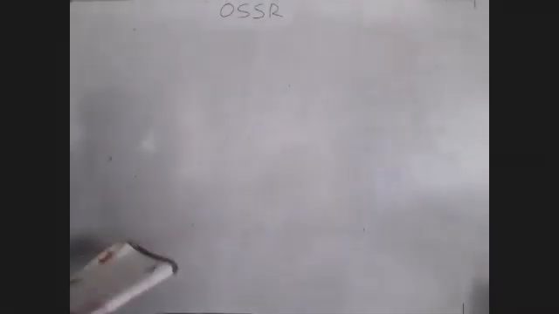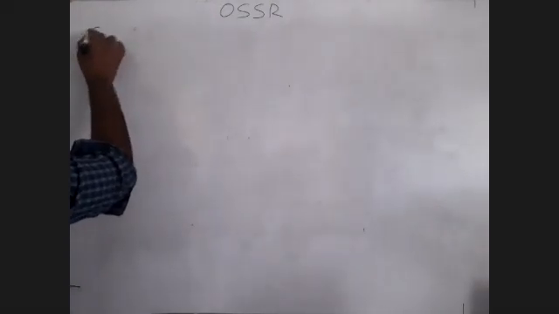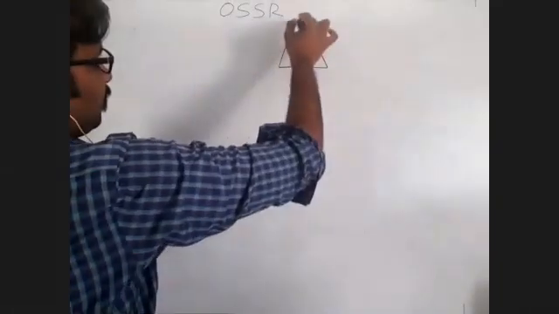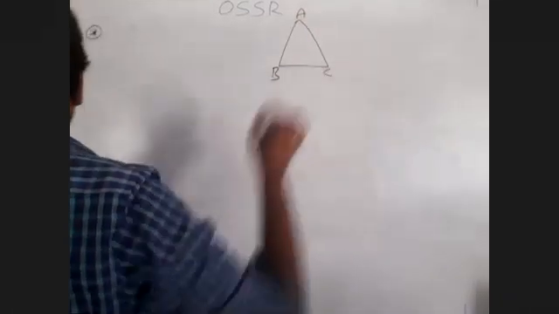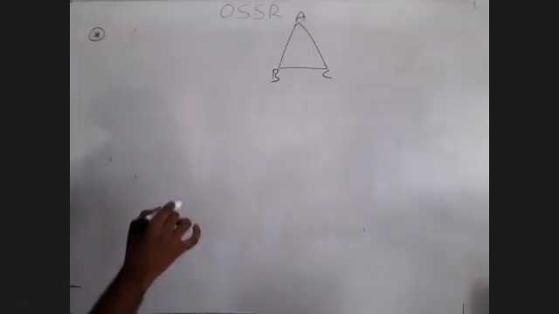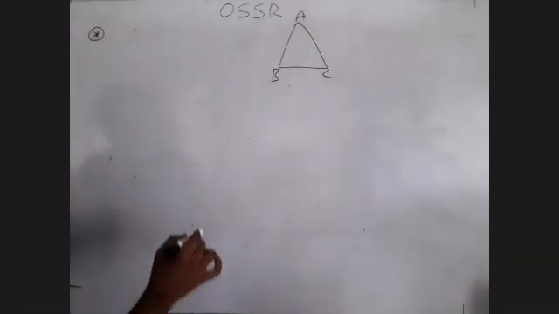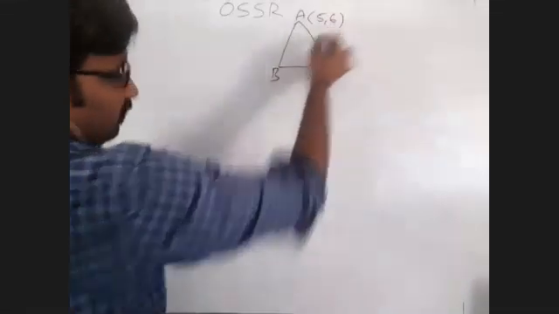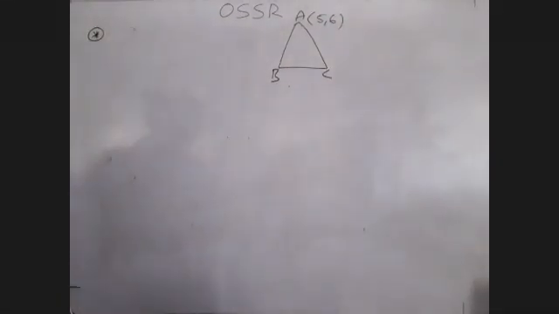The question is, in a triangle ABC, this is a triangle ABC. In a triangle ABC, A is (5, 6).